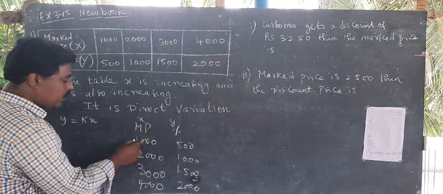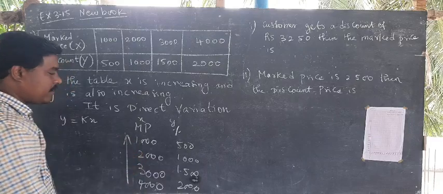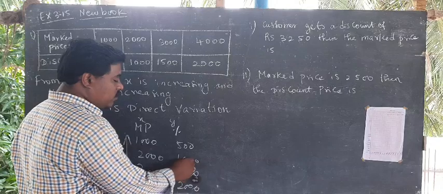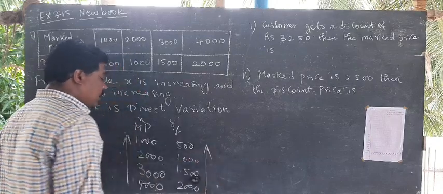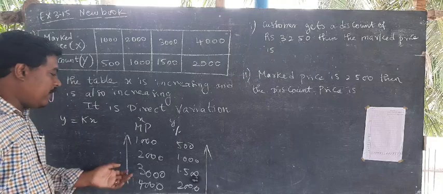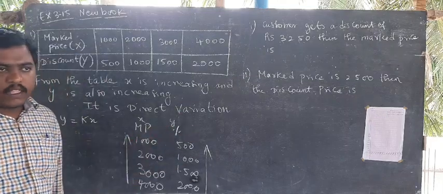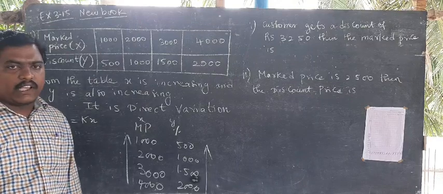Here market price 1000, 2000, 3000, 4000 is increasing. Discount 500, 1000, 1500, 2000 is also increasing. Both values are increasing. X is increasing, Y also increasing. Like that, it is called direct variation.